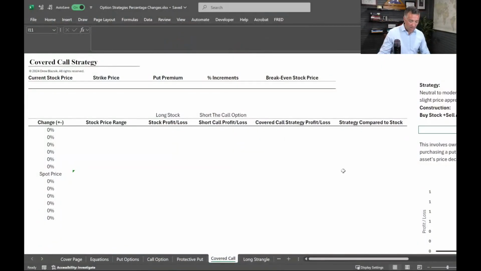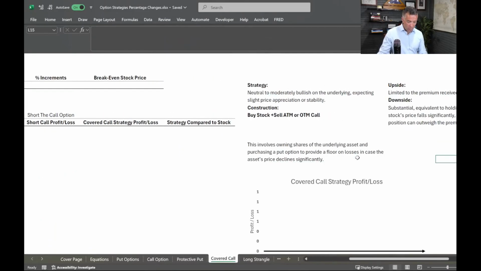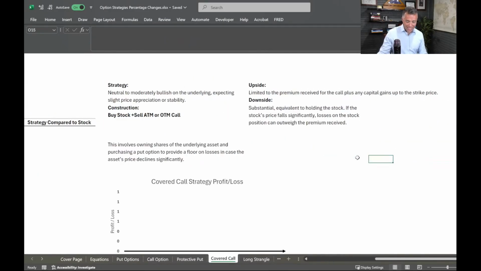Again, with any option strategies, we want to look at what the strategy is. So this is neutral to moderately bullish on the underlying, expecting a slight price appreciation or stability. The construction of this is we're going to buy the stock and we're going to sell the call. Buy the stock, sell the call. So remember, a protected put is buy the stock, buy the put. Now we're going to be a seller of the call and we're going to buy the stock.